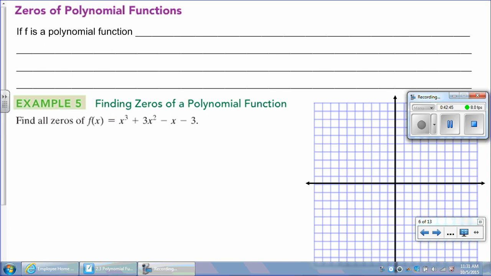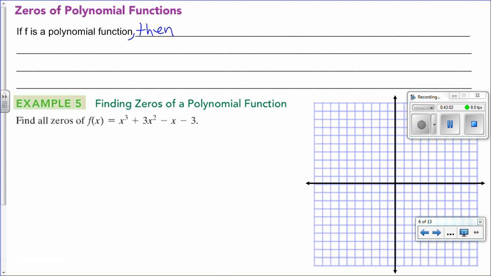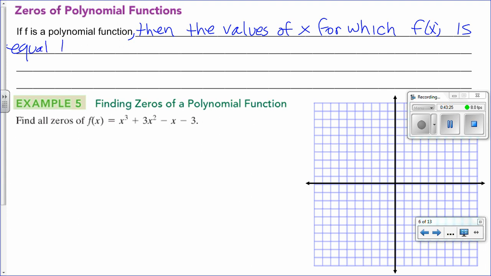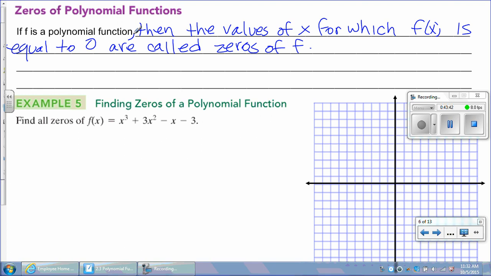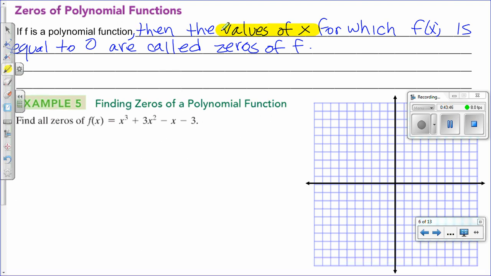So now we're going to talk about zeros of polynomial functions, and as you may know, we have several words for that, right? We can call them roots and other things. But let's write down some statements. If f is a polynomial function, then the values of x for which f of x is equal to 0 are called zeros of f. So here I'm referring to the values of x, right? Those are the ones that are called zeros.